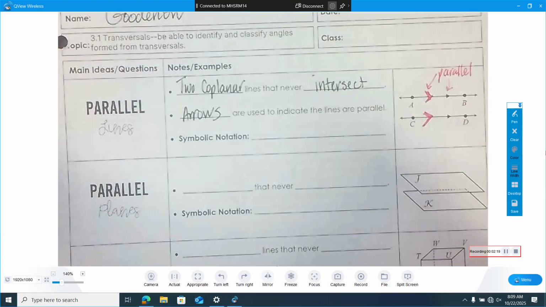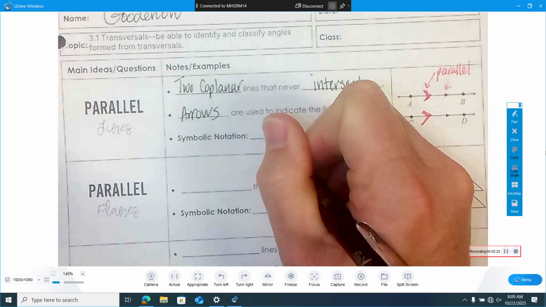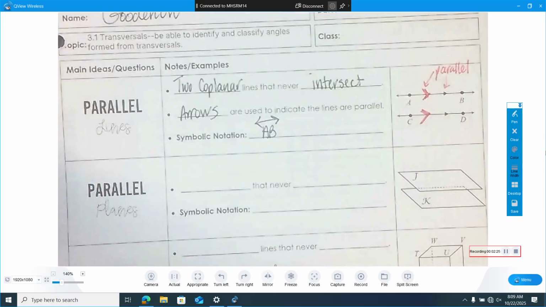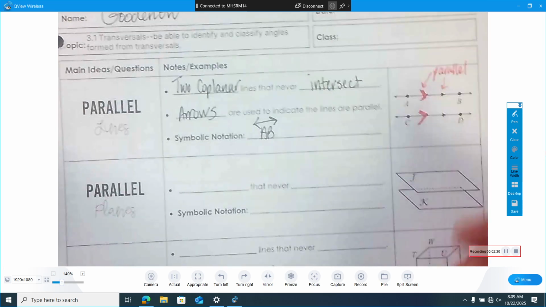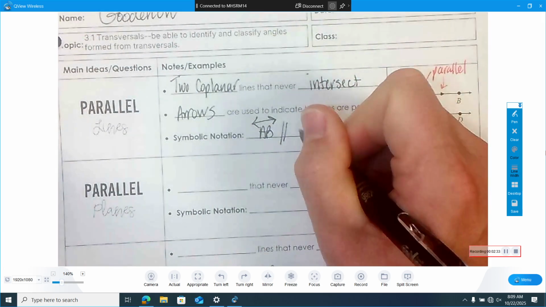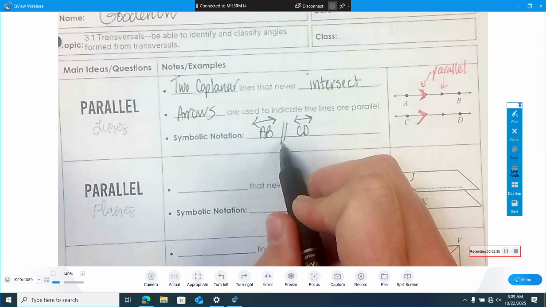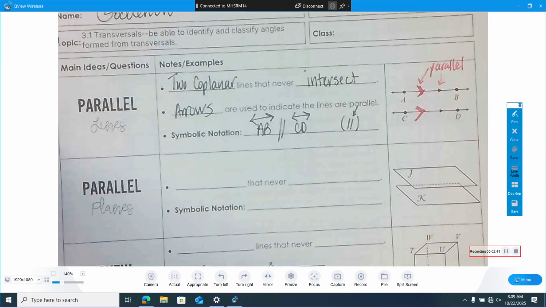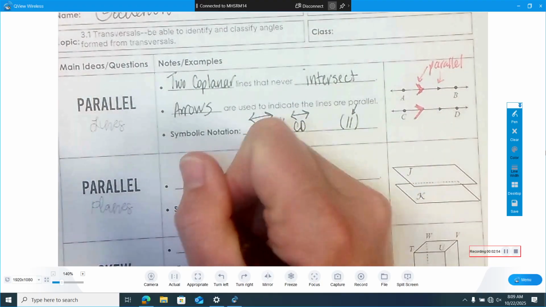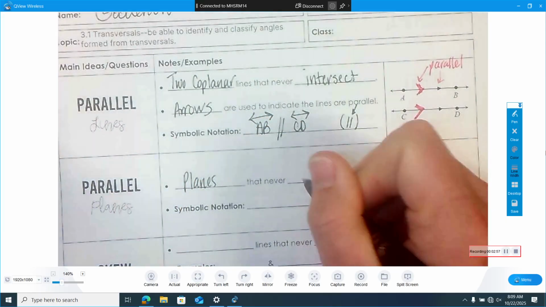Symbolically, using these two lines here, I could say that line AB, so we have our lovely little line symbol there, double arrow line, so line AB is parallel to line CD. So these two little slanty lines mean parallel. Anytime you see those two little lines together, that's parallel, which is pretty nice. So also parallel planes, and parallel planes are planes that never intersect.